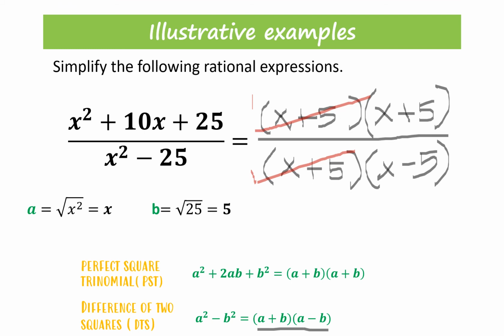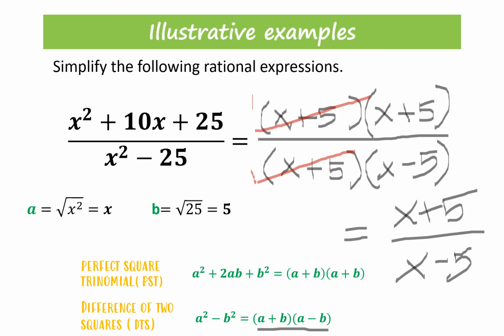So, meron pa ba tayong pwedeng i-cancel? Wala na. So, therefore, ang final answer natin is x plus 5 all over x minus 5. So, there you go. So, that's it. So, that's for that example.